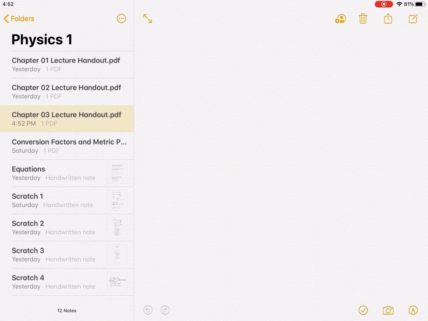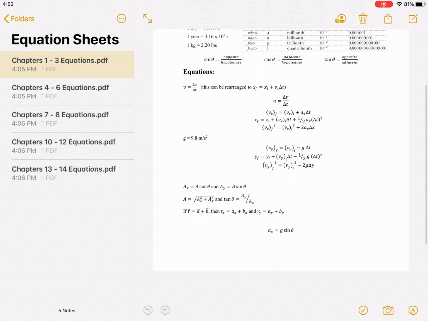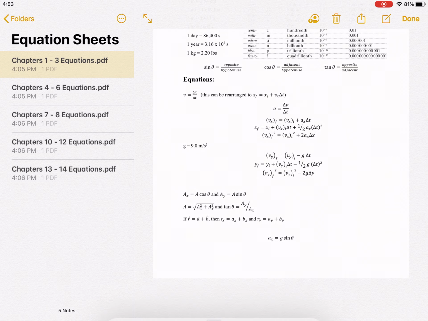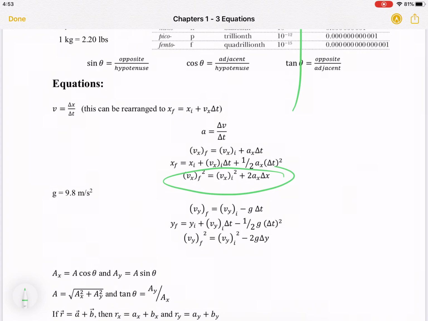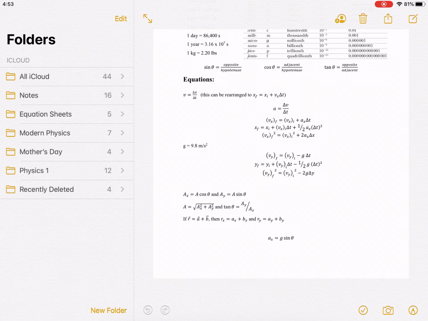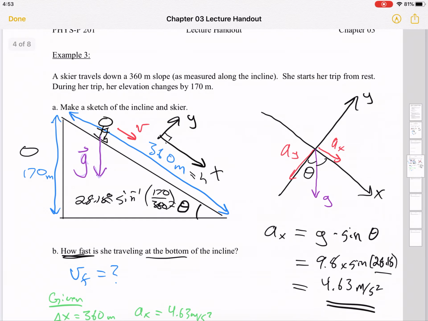We could go back to the equation sheets. Actually, here, I posted the equation sheets for the entire course. Right, so there's one of these here that's going to do it for us. Here, use a different color. Fabulous. There. V initial I know, acceleration I know, displacement I know, and V final is what I'm looking for. So that's the one that's going to do it for me. Let's make those two marks go away. Okay, so we'll go back over here and solve this problem. Let's do it.